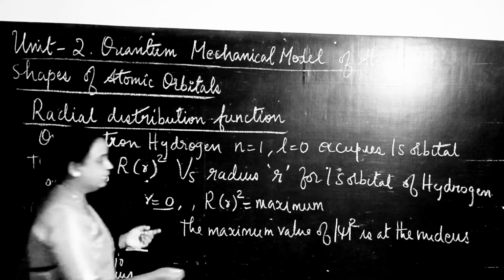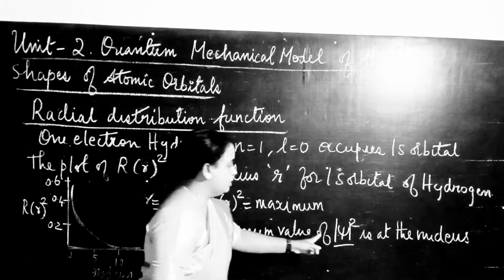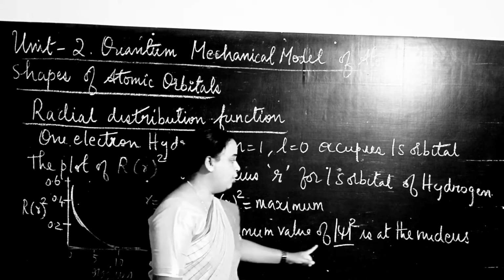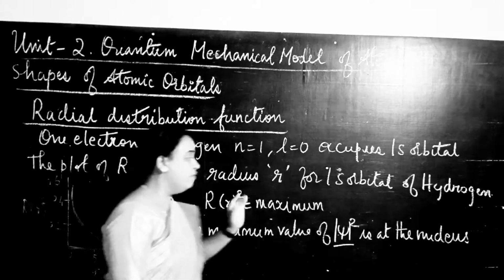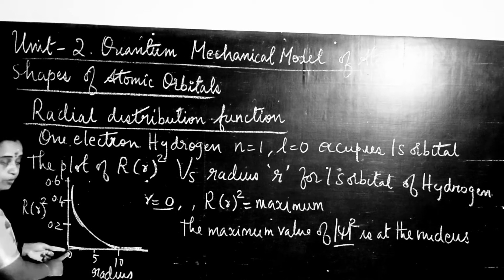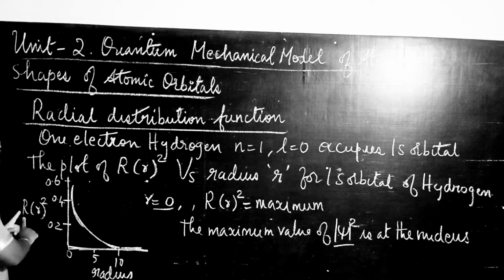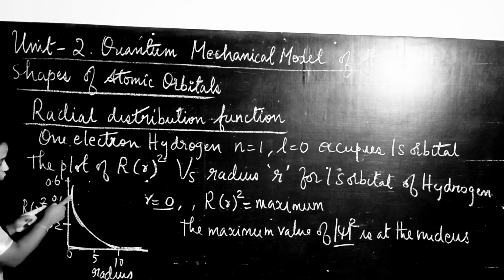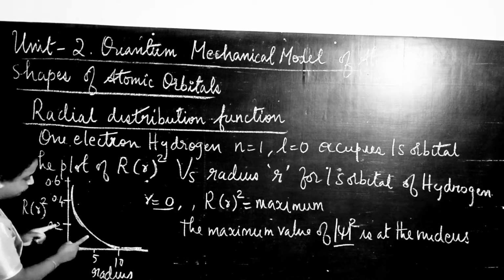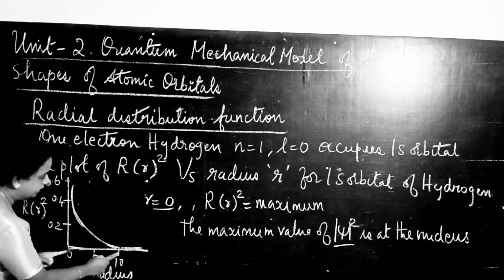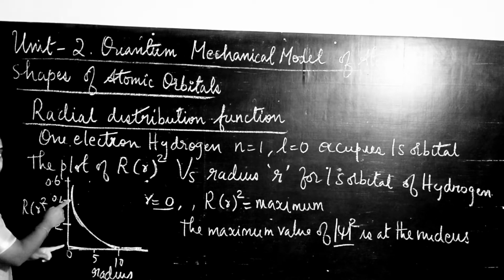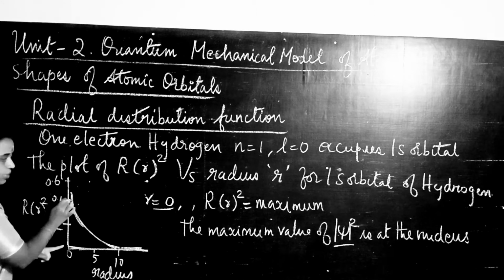So that's what is said about mod psi square. This is the wave function, and the maximum value of this wave function is at the nucleus. Why at the nucleus? When the radius is equal to 0, the radial wave function will be maximum here. You can see here 0.4. Then from 0.4 it decreases like this, and as the radius increases it reaches 0. So when the radius is equal to 0, the probability of finding the electron is maximum, so the value is around 0.4, and from here the curve starts.